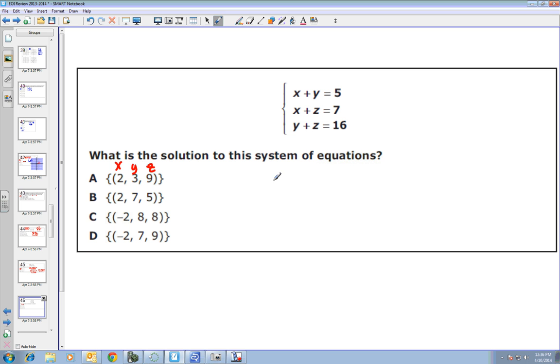Okay, Matt says it's D, so let's check it. So x plus y, so negative 2 plus 7 is supposed to equal 5. That's true. Then this one says negative 2 plus z, which is 9, is supposed to equal 7. That's true. And then y plus z, 7 plus 9 is supposed to be 16. That's true. So my answer is D.